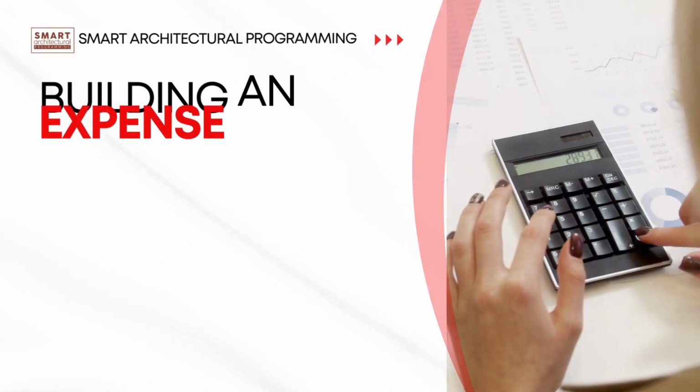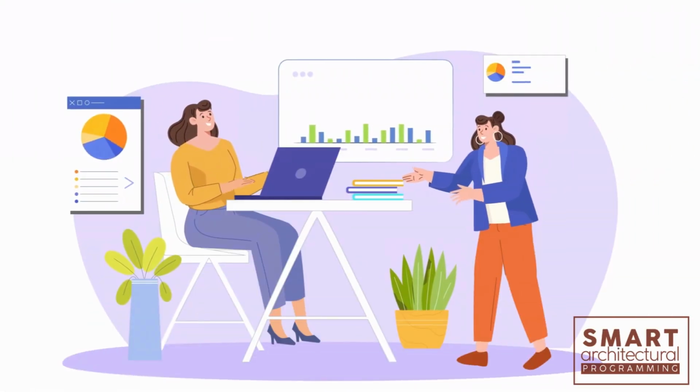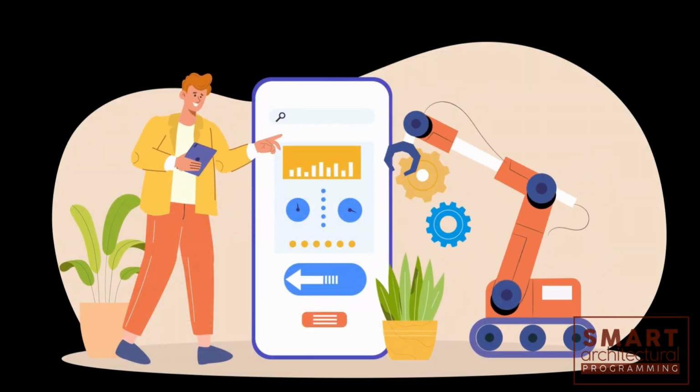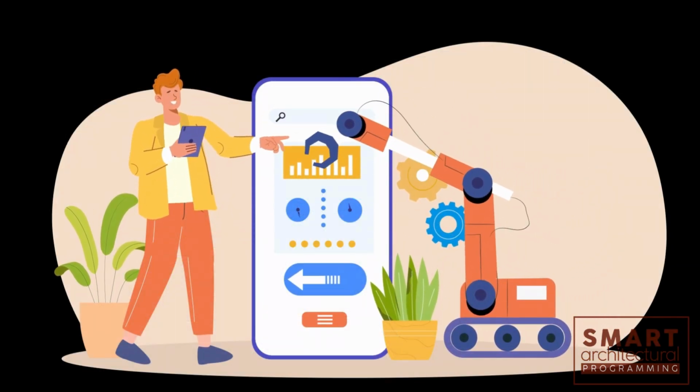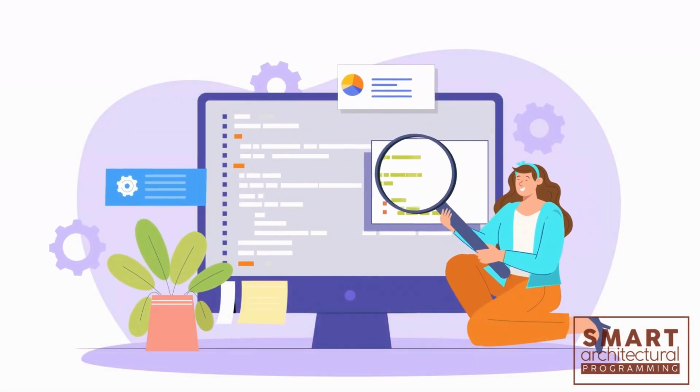Today, we're going to build a useful and fun project, a JavaScript expense splitter app. This app will help you and your friends or roommates split expenses easily. We'll go through the code step by step, so you can follow along and build your own version. Let's get started. First, let's set up our project.